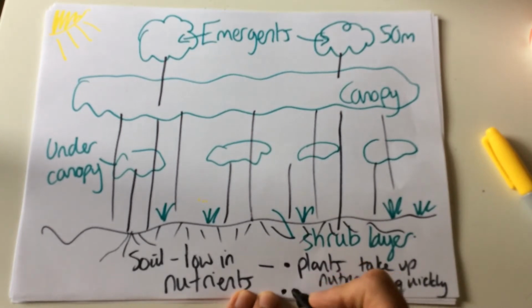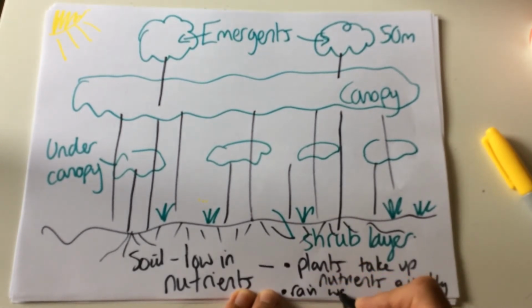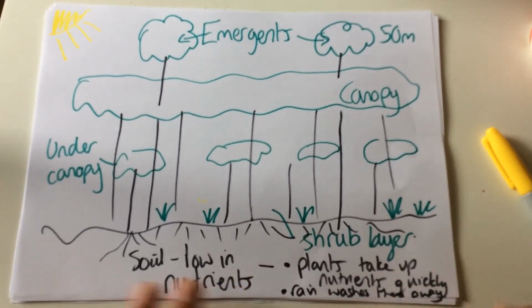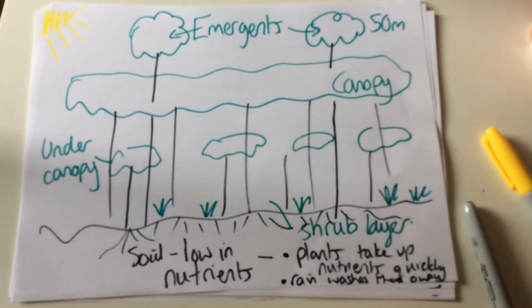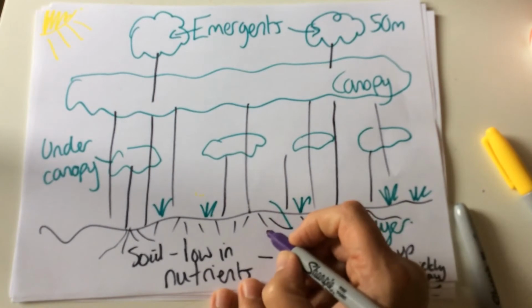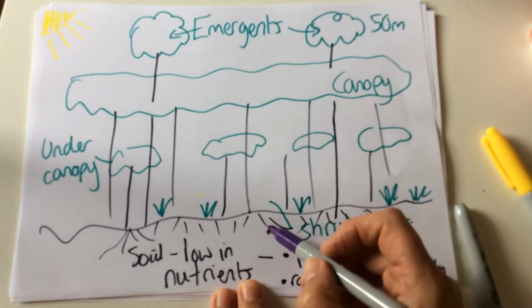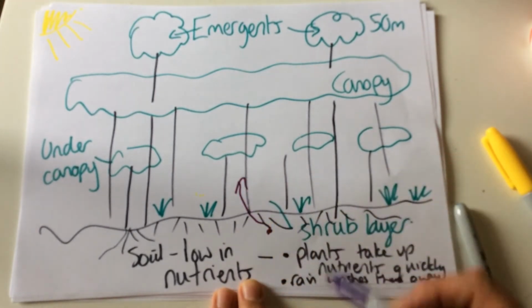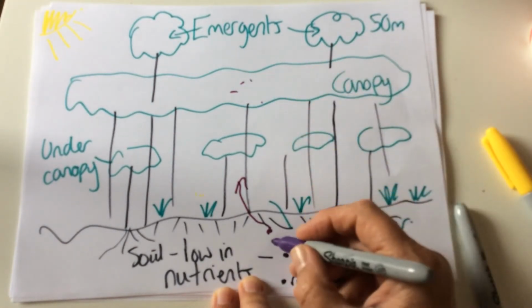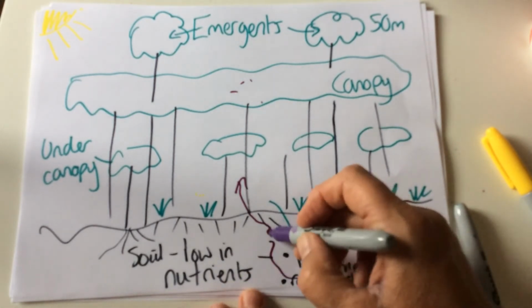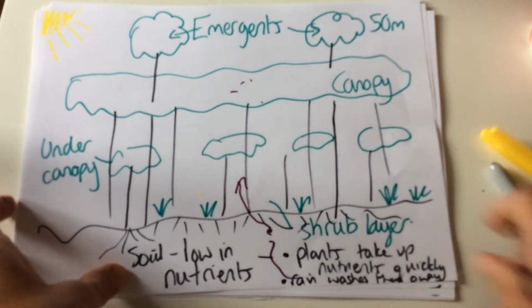The other issue is that rain washes them away. So the rain is washing away the nutrients, and that's called leaching. If you're a little nutrient and you manage to get into the soil, almost immediately you'll be taken up by a tree to grow new leaves, or there'll be heavy rain that might wash you away, but you're certainly not going to hang around in the soil very long.